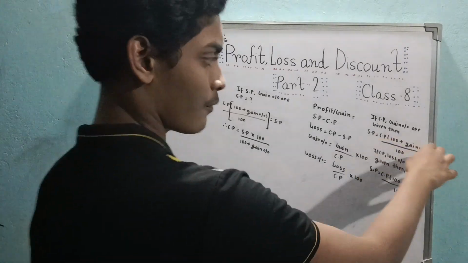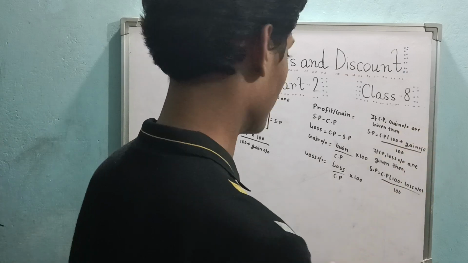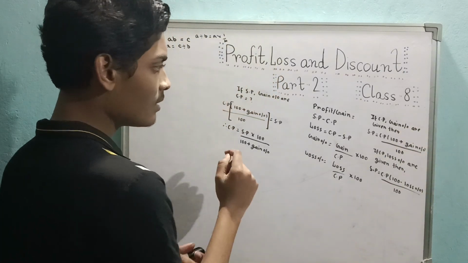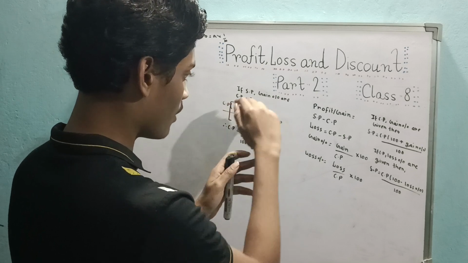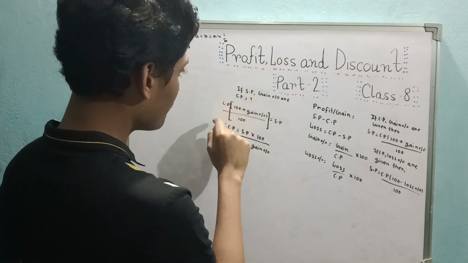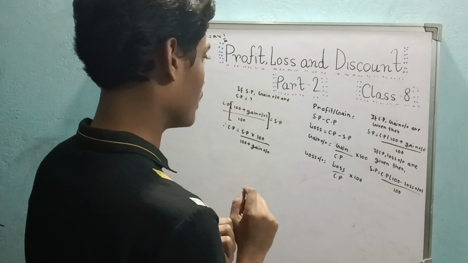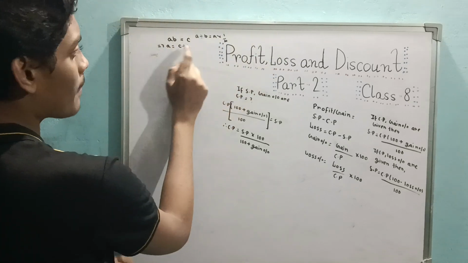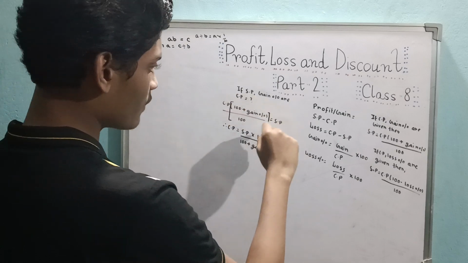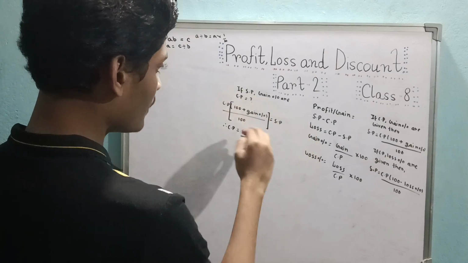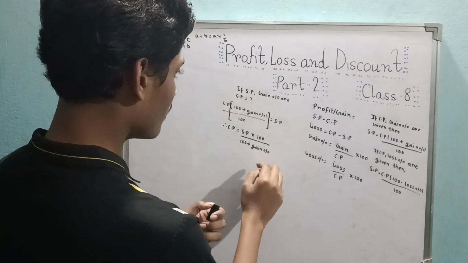Then I have this formula which I got previously. I just write it in an inverted way and take this 100 plus gain percent by 100 in a bracket. CP multiplied by this equal to SP. But we know A multiplied by B equal to C, then A equals C by B. So if CP multiplied by this equals SP, then CP equals SP divided by this.